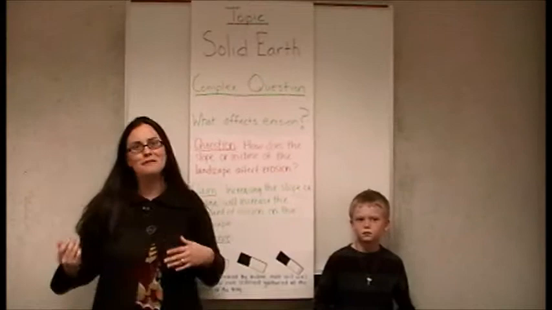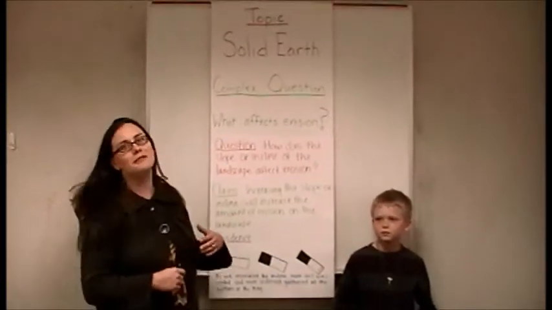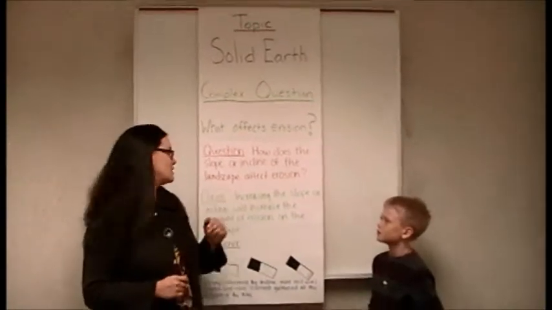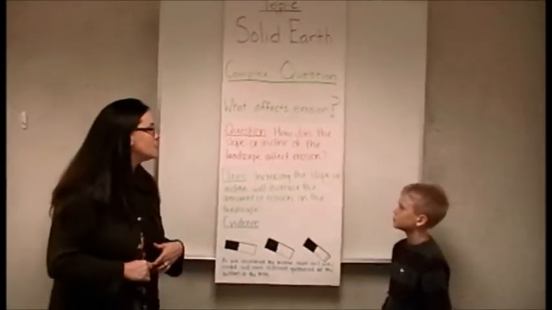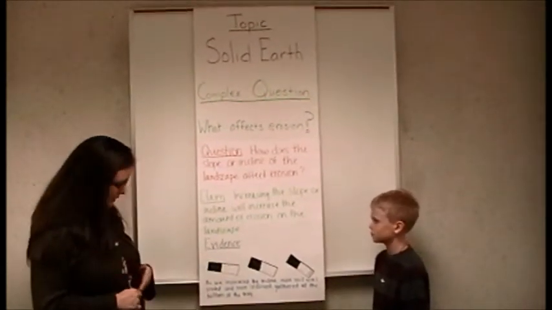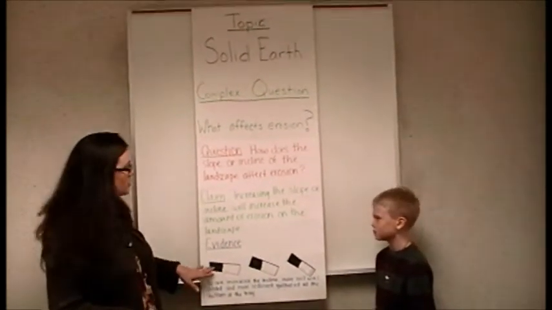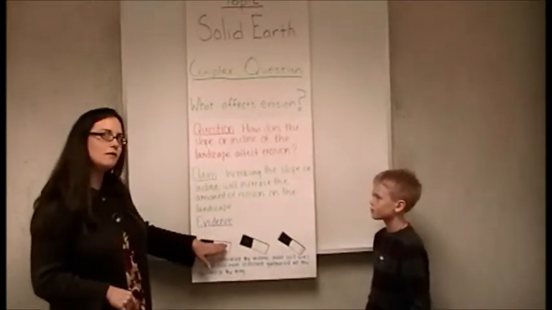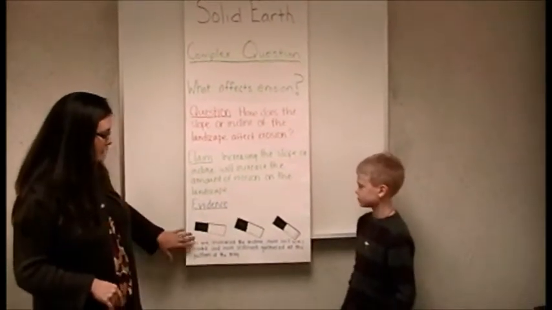Okay, now that we've finished our experiment, let's review the question. How does the slope or incline of the landscape affect erosion? And our claim was, increasing the slope or incline will increase the amount of erosion on the landscape. And like we showed in the experiment, when we had it slightly inclined, we did have some sediment come down from the main pile of dirt.